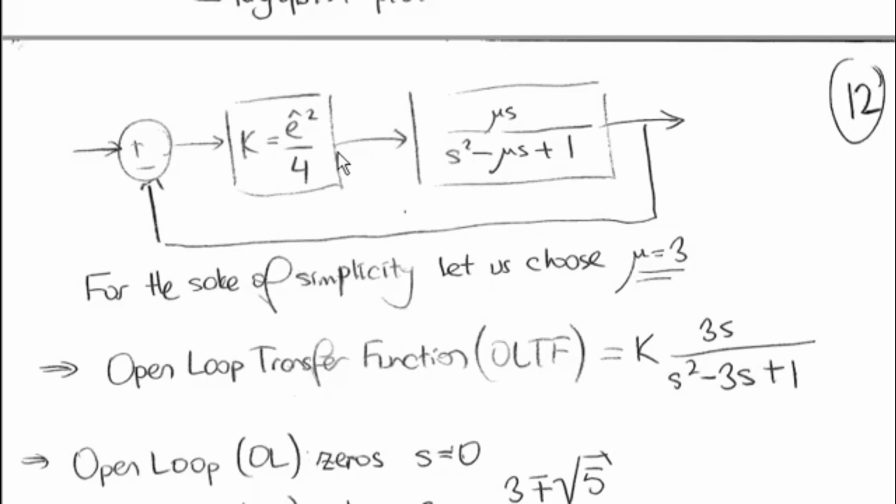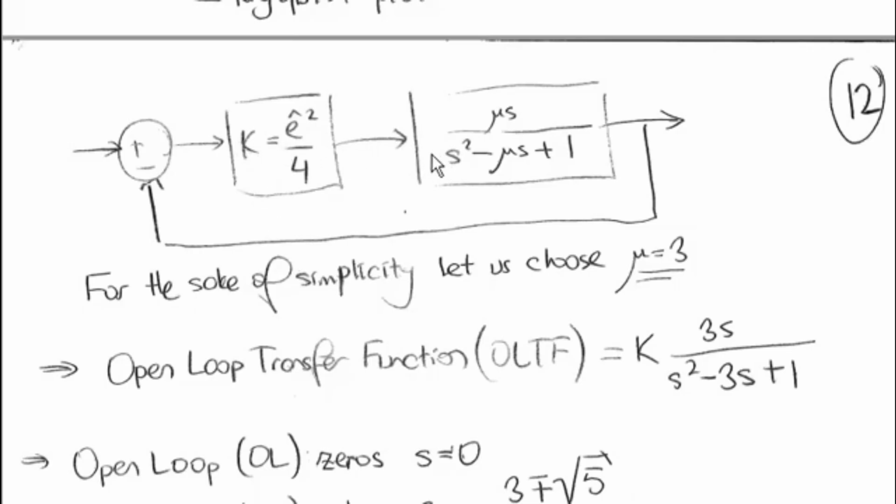So we know that at E hat equal to 2 or minus 2, we have just oscillations, and the frequency of those oscillations is omega equals plus or minus 1. So here, for the sake of simplicity, I'm going to choose this mu parameter to be equal to 3. And then I'm going to draw the root locus for the closed loop poles of this feedback system by changing k from 0 to infinity.